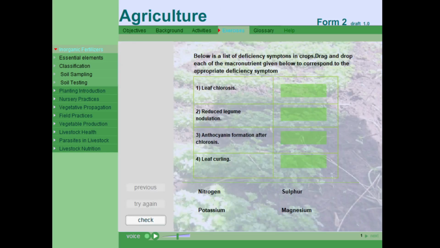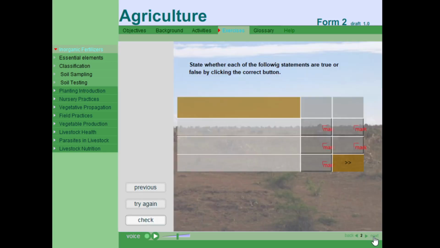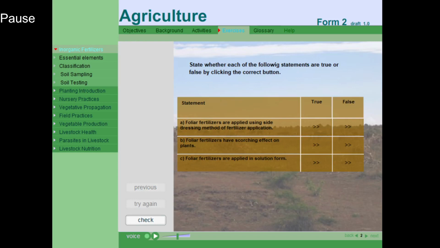Below is a list of deficiency symptoms in crops. Drag and drop each of the macronutrients to the appropriate symptom. State whether each of the following statements are true or false by clicking the correct button.